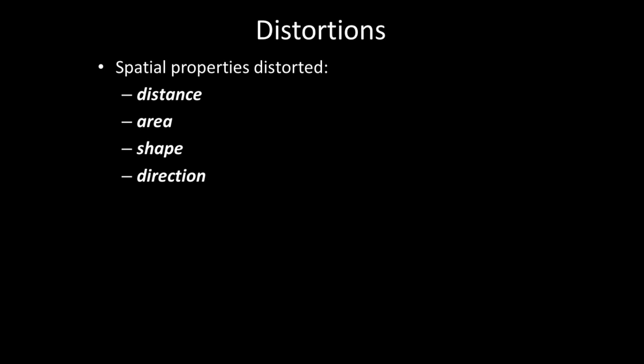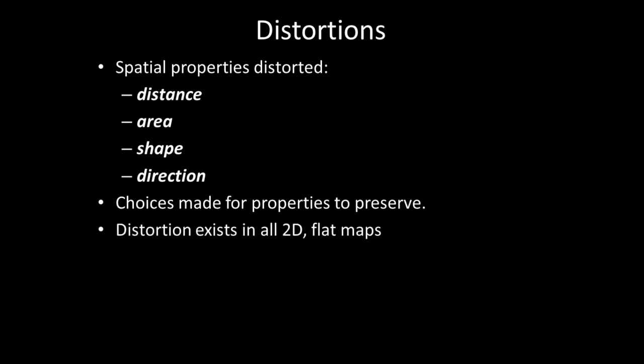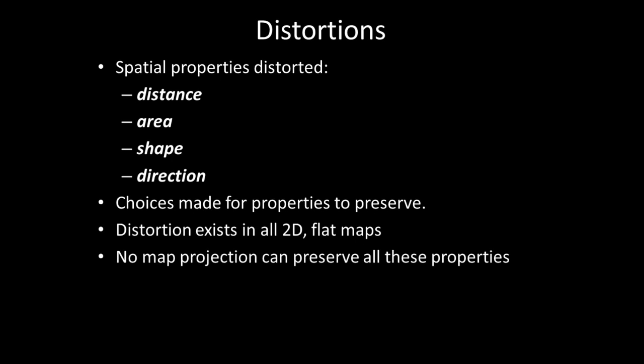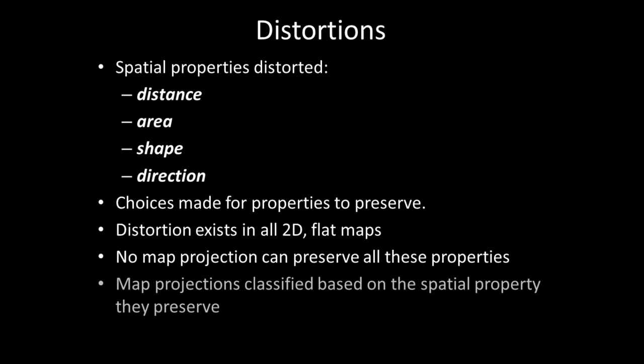Creating a map projection distorts the spatial properties of the final two-dimensional map. Spatial properties that are distorted include distance, area, shape, and direction. When a flat map is made, choices are made dependent on the intended use of the map as to which of these properties to preserve. Thus, distortions exist in all two-dimensional flat maps, as no map projection can preserve all of these properties. And map projections are classified based on the spatial property they preserve.